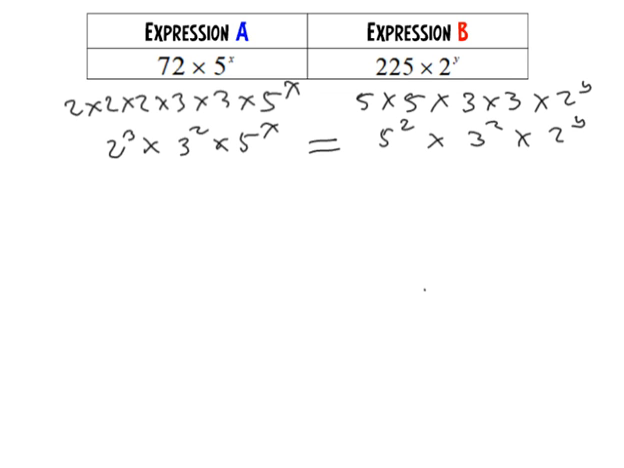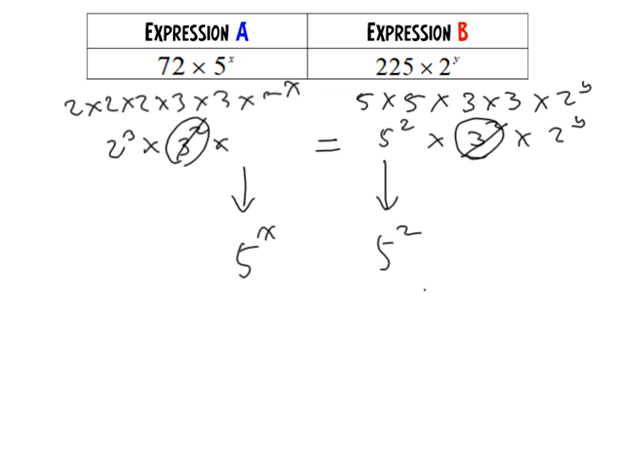Once we realize that both of these expressions are equal, we can say, hold on, here's 3 squared, and here's 3 squared. So those cancel each other out in terms of equality. This is 5 to the x, and this is 5 squared. So in order to make this equal, I can make this exponent of x into a 2, and I'll erase it up here too. So now we know the exponent of x has to be 2.